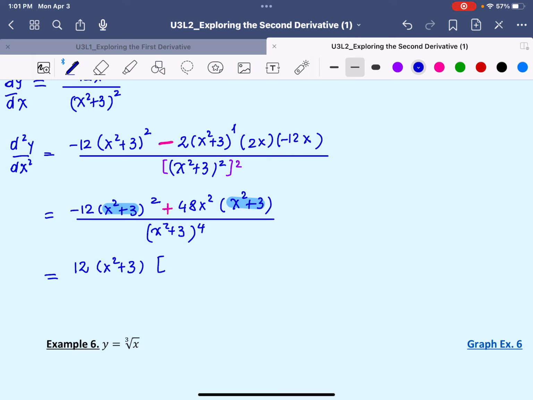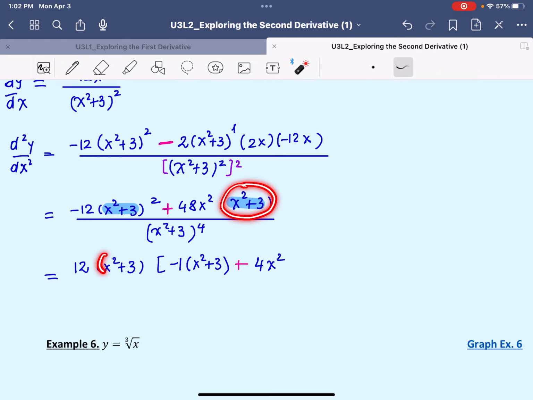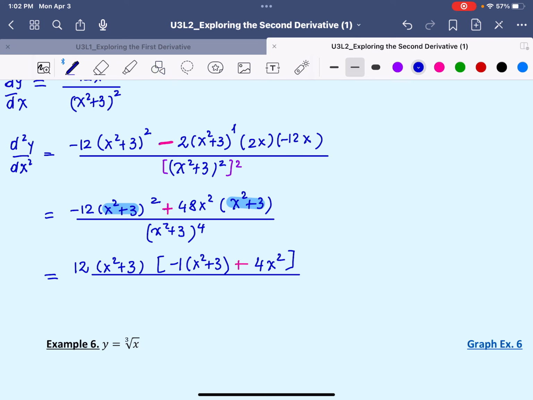And now let's check and see what we are left with. From the first group of terms, we have taken out 12, so we have the -1 inside. And then we have x squared plus 3 to the power 2, so 1 power is out, so 1 power must be in, so x squared plus 3. From the second group of terms, we had a 48 with 12 out. The 48 will become a 4. x squared is all in, and x squared plus 3 is all factored out, so close the brackets. And all this will be divided by x squared plus 3 to the power of 4.